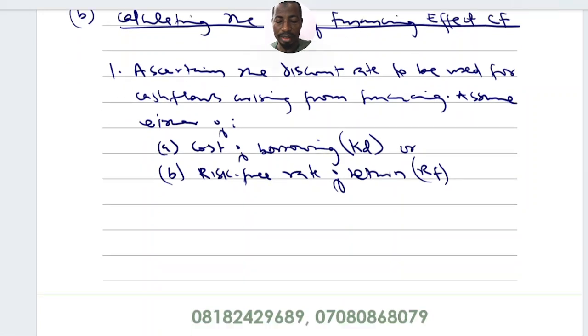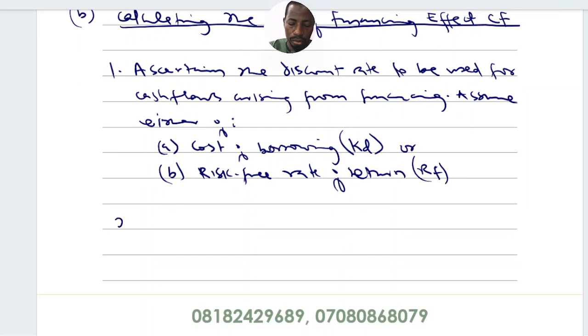That's step one. Then step two, you also need to ascertain whether you want to use gross finance required or net finance required for the cash flow arising from subsidized loan and tax saved on interest.